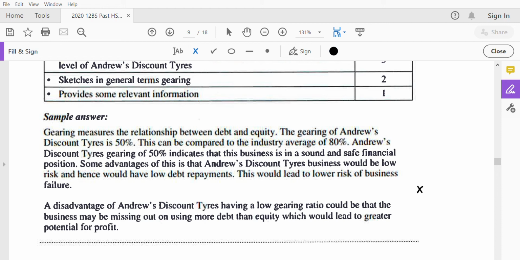The disadvantages would be that having a low gearing ratio could mean that the business may be missing out on using more debt, which could increase the future potential for profit. And this is that old saying of you've got to spend money to make money. So sometimes if you don't have a lot of debt, you might have to put yourself into a little bit more of a debt position in order for you to benefit from that in the long term.